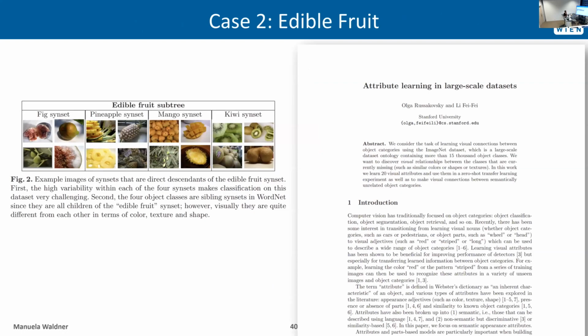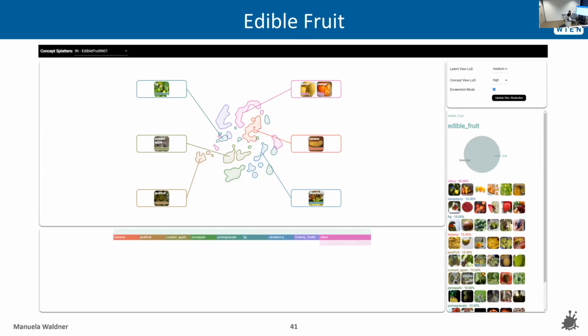Second example, edible fruit. The thing with the edible fruit synset is that some papers have reported a high variability within each of the four synsets. We have more than that, but each of the children in this synset are hard to distinguish because they are not really distinct from each other, but also they have a very high variability within themselves. So we navigated to the edible fruit synset and looked at how the visualization looks. And I think it's pretty clearly visible that we can observe this as well.